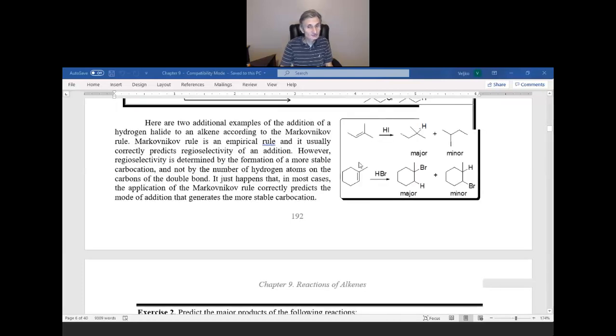Don't be confused by rings. The same reasoning applies. So the more stable carbocation forms. Hydrogen adds to the less substituted carbon to give the more stable tertiary carbocation, and that's the major product. The minor product results from addition of hydrogen to the more substituted carbon to give a secondary carbocation, which is less stable. That's why it's minor. So with rings, exactly the same reasoning applies. Don't be confused by rings.